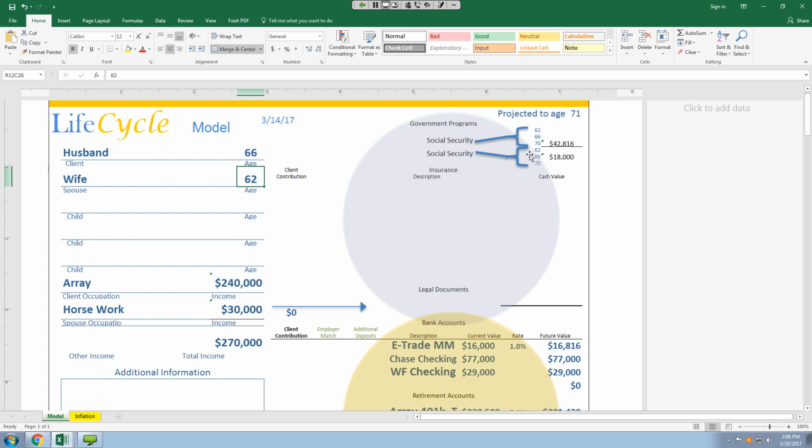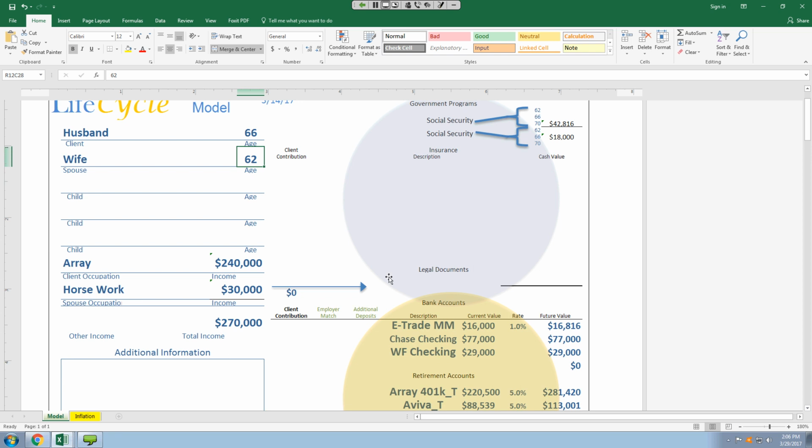I'm assuming the reason why this advisor sent these numbers over is because that's when they were assuming that each client was going to draw their Social Security. It's too late. In any case, we'll assume that they were given instructions or advice that said, hey, you should wait till you're 70, and this other person said 66.